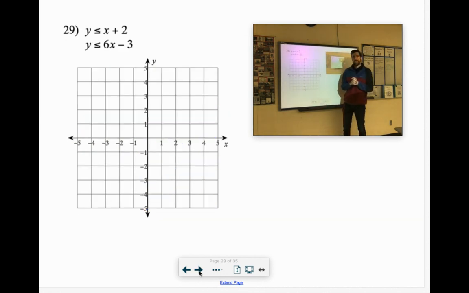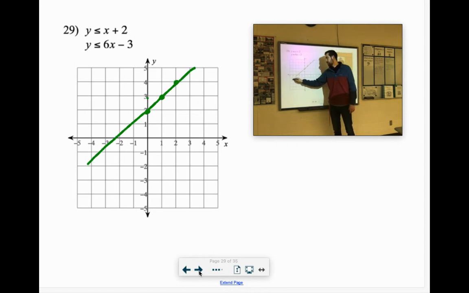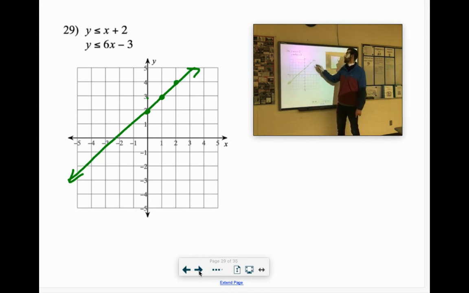Y is less than or equal to x plus 2. That'll be a solid line shaded underneath. You start at 2, and the slope is 1, so you go up 1 over 1, up 1 over 1. Solid line, and it is less than, so that would be all the stuff below that line.